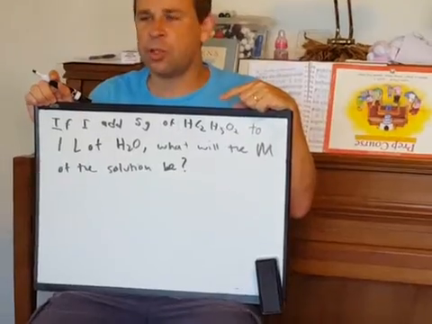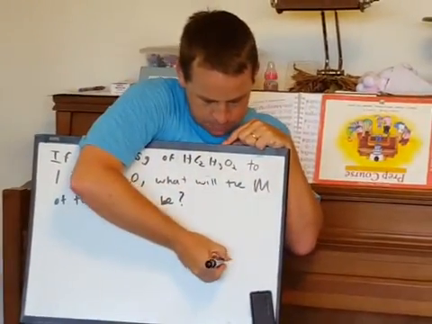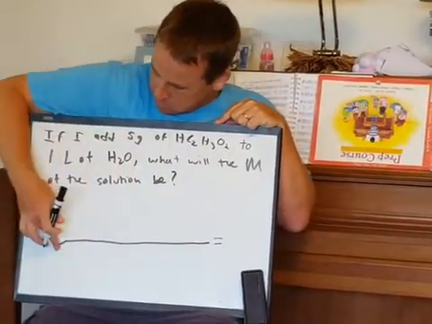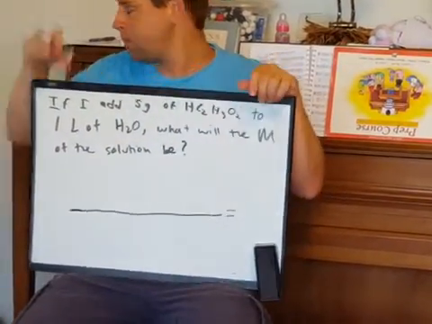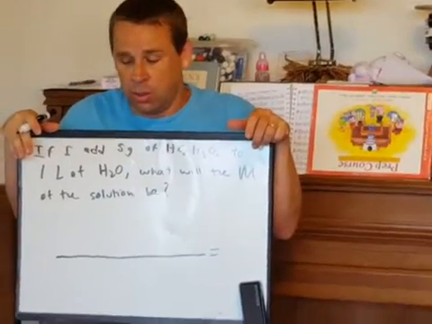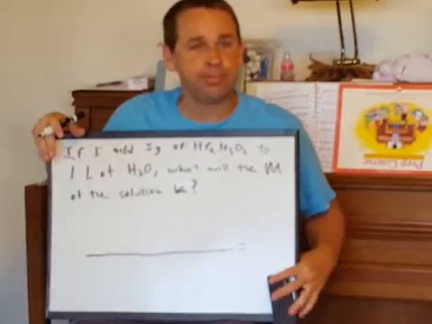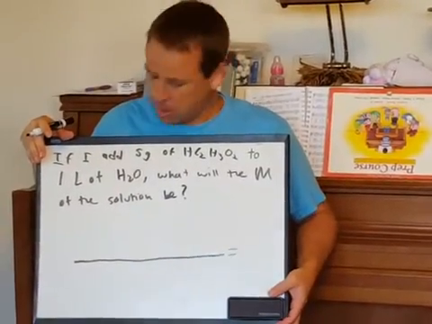What is our first step to answer the question? The equal sign. Very good. And then a line. All right. Now, what goes on the right side of the equal sign? Molar HC2H3O2. That's right. Molarity.